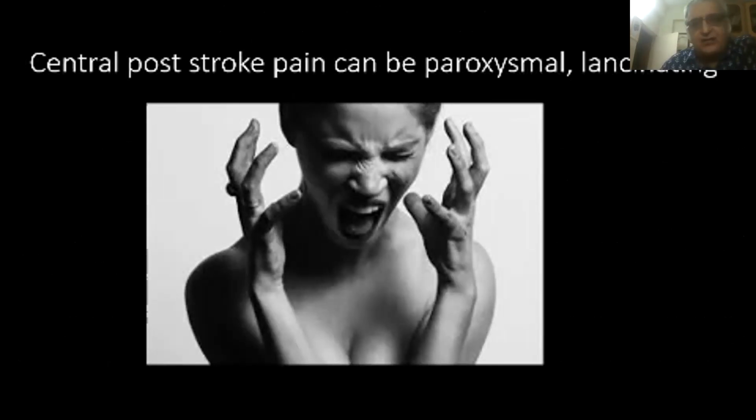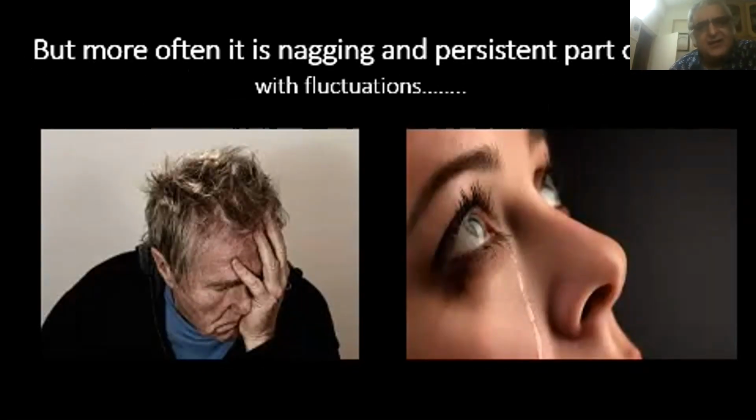Now, central post-stroke pain can be paroxysmal, lancinating, but usually it is not. Usually it is not like trigeminal neuralgia, and in a small percentage of patients, for some time, it can be paroxysmal and lancinating. But usually post-stroke pain is a nagging, persistent pain. I would say it's a persistent part of your life. It never goes. And you must be seeing in your OPD that a patient of lacune, he's happy, he's independent, he's back to his work, but he tells you, doctor, I'm still having some pain here. Well, it reduces sometimes. Sometimes there are fluctuations, but it's there. It's personal. It is part of their life. And this we have to realize.